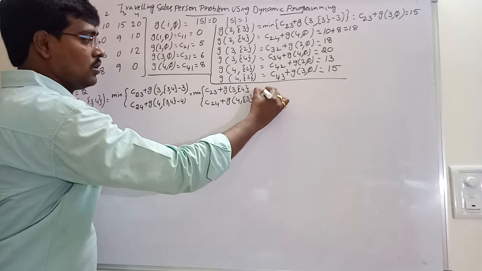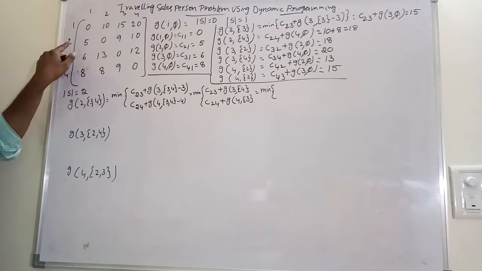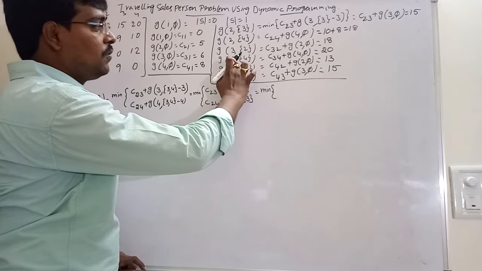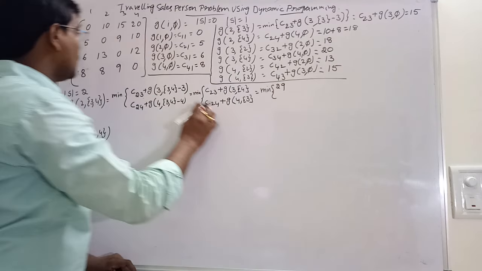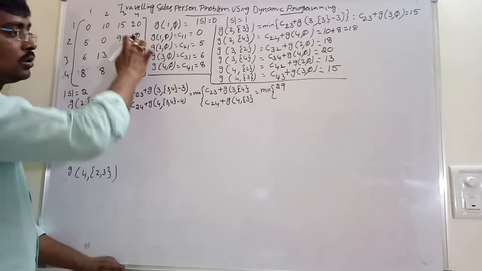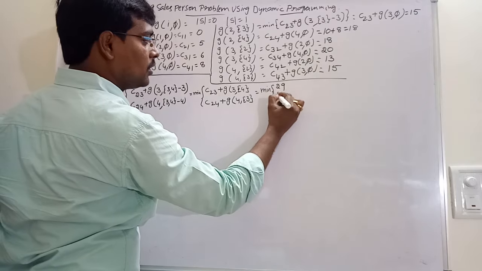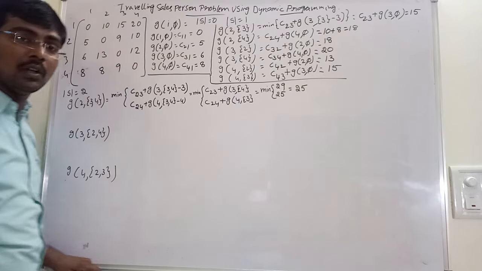So that value is equal to minimum of C23. C23 value is equal to 9 plus G of 3 comma {4}. G of 3 comma {4} value is equal to 29. C24 value is equal to 10 plus G of 4 comma {3} value is equal to 15, 25. So minimum value is 25.